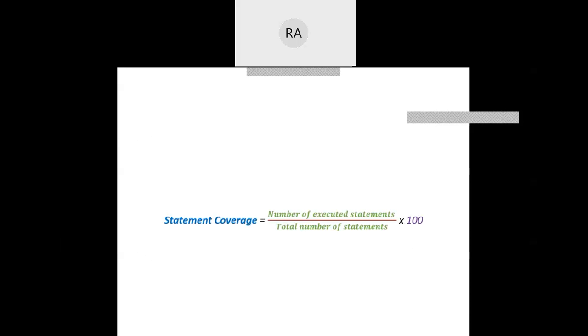And we have gone through one formula, that is how we can measure statement coverage. The formula is very simple: number of executed statements in the source code divided by total number of statements in the source code, into 100. Always express the coverage in terms of percentage.